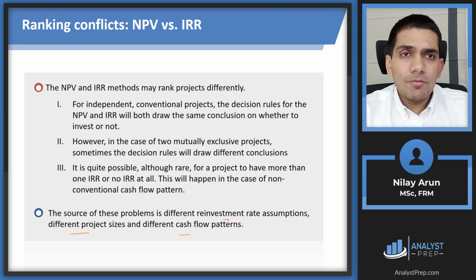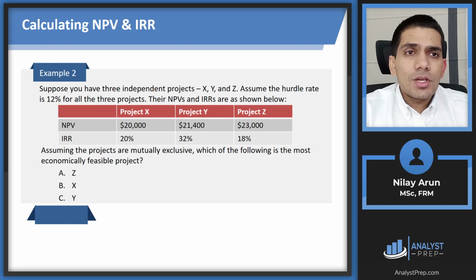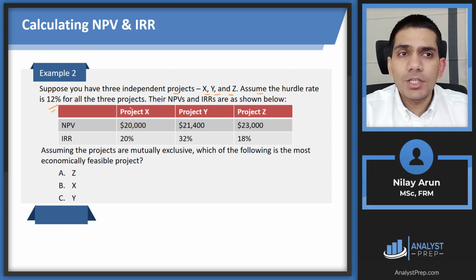Now let's have a look at another example. Suppose you have three independent projects, X, Y, and Z. Assume the hurdle rate is 12% for all three projects. Their NPVs and IRRs are shown below. For projects X, Y, and Z, the NPVs are 20,000, 21,400, and 23,000. IRRs are 20, 32, and 18.